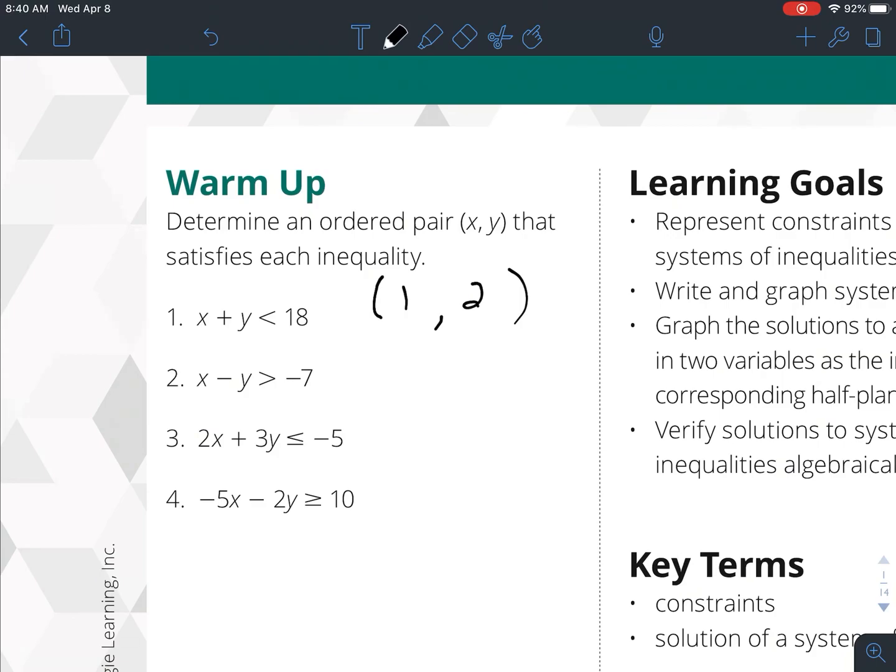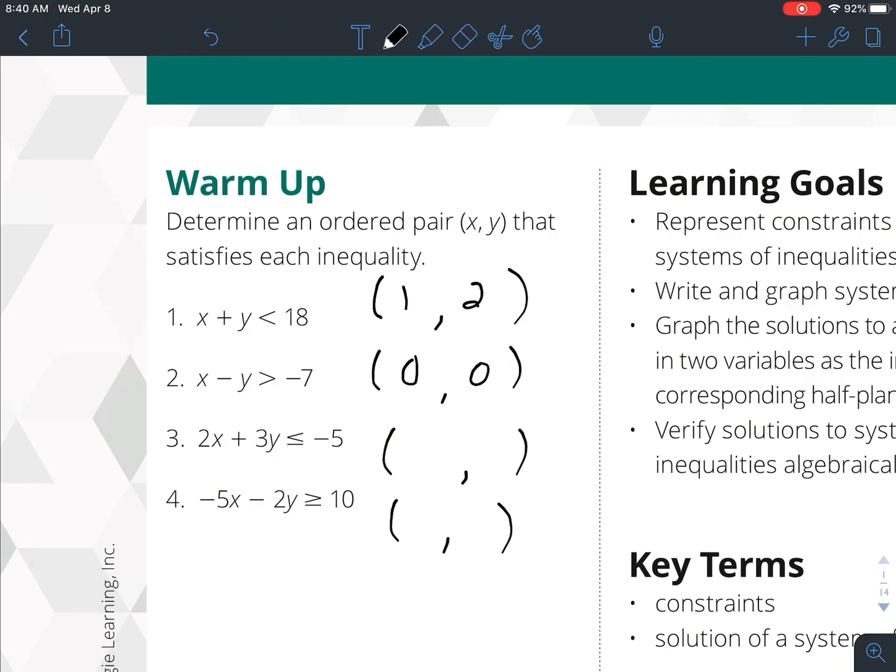Next, x minus y is greater than negative 7. So, once again, we're going to write it in the parentheses as (x, y) as our coordinates. The easy one I'm going to use is 0 and 0. 0 minus 0 gives you 0. 0 is still greater than negative 7.